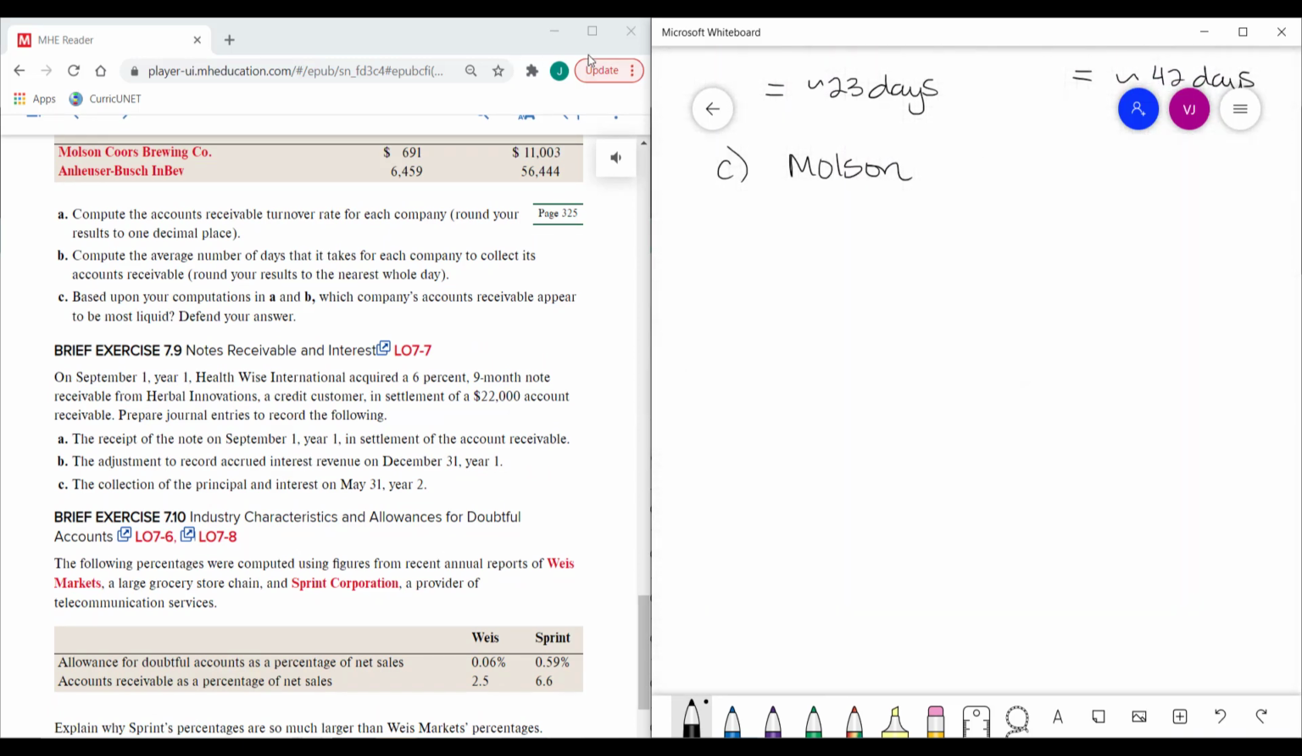Okay, and the last one that we will do is 7.9 here. We're going to look at a notes receivable. So for this one, it says on September 1st, year one, Healthwise International acquired a 6% 9-month note receivable from Herbal Innovations, a credit customer, in settlement of a $22,000 receivable. Prepare journal entries to record the following. So for this one, what's happening is their customer never paid them the accounts receivable, so now they're converting it to a note that will bear interest and that the customer will then be legally liable to pay.